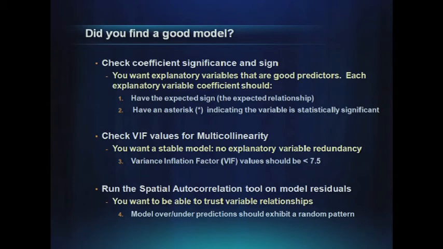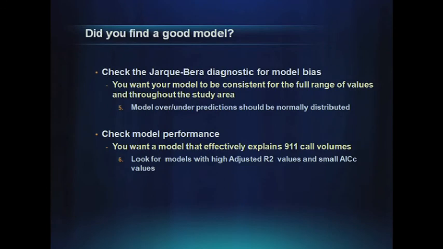When you have any kind of structure in your under and over predictions, it almost always means that you're missing a key explanatory variable. And you're also going to want to check the Jarque-Bera diagnostic to make sure that the under and over predictions are normally distributed and you don't have any kind of bias in your model. If your under and over predictions aren't normally distributed, it might mean that you're predicting really well for your low call volumes but not so great for your high call volumes. Or you're predicting well in some parts of your study area but maybe not so well in others.